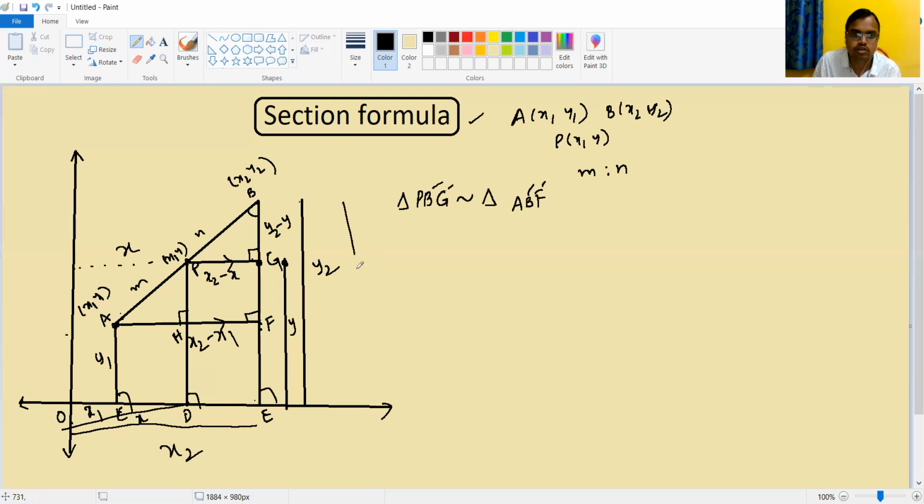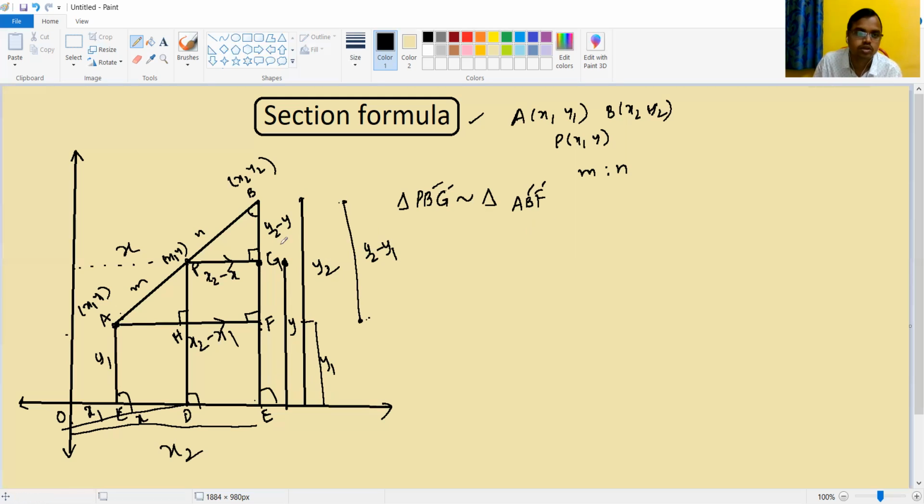Similarly, what is the length of FD? Till here the length is Y1. Okay, I wanted from this to this, the FB length. Till here Y1. The total length from E to B is Y2, the height is Y2. So this will be Y2 minus Y1. Total is Y2, so I'm subtracting this length. So Y2 minus Y1. Now it is easy to calculate the values.